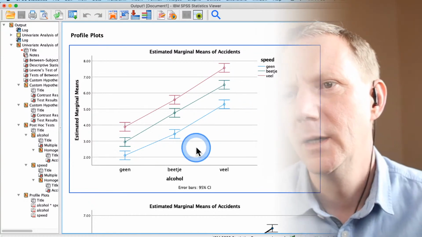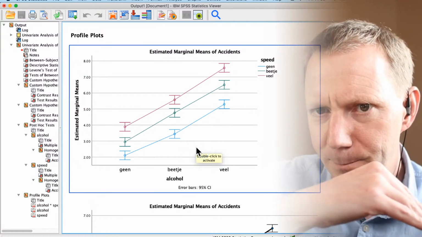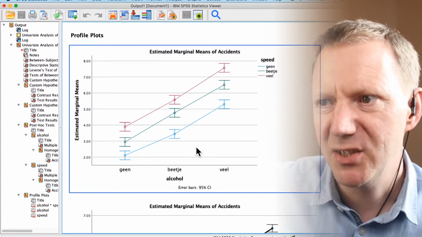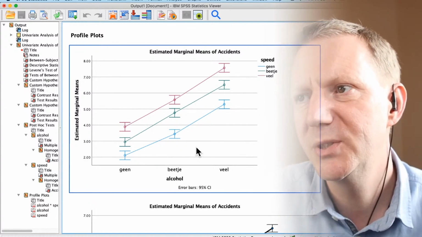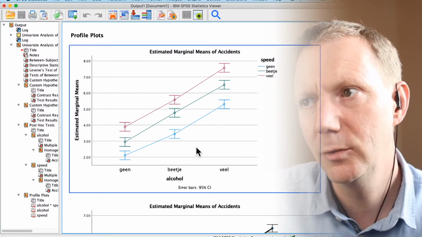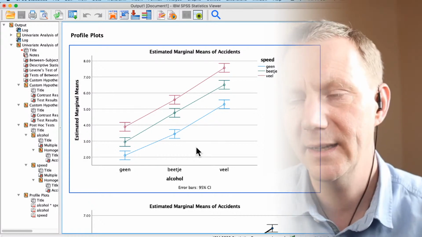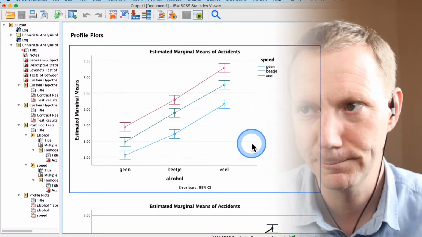Yeah. So we obviously see that the effects are equal across the groups. The effects are equal across the different groups of speed and of alcohol. And it's all in the same direction, indicating that there's just no interaction going on.